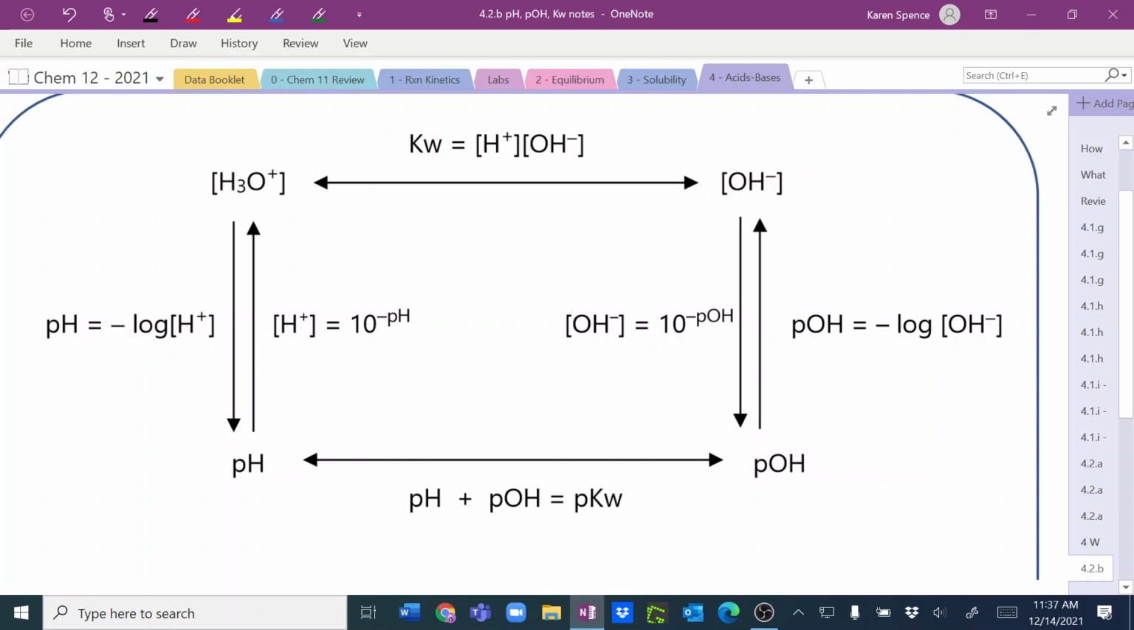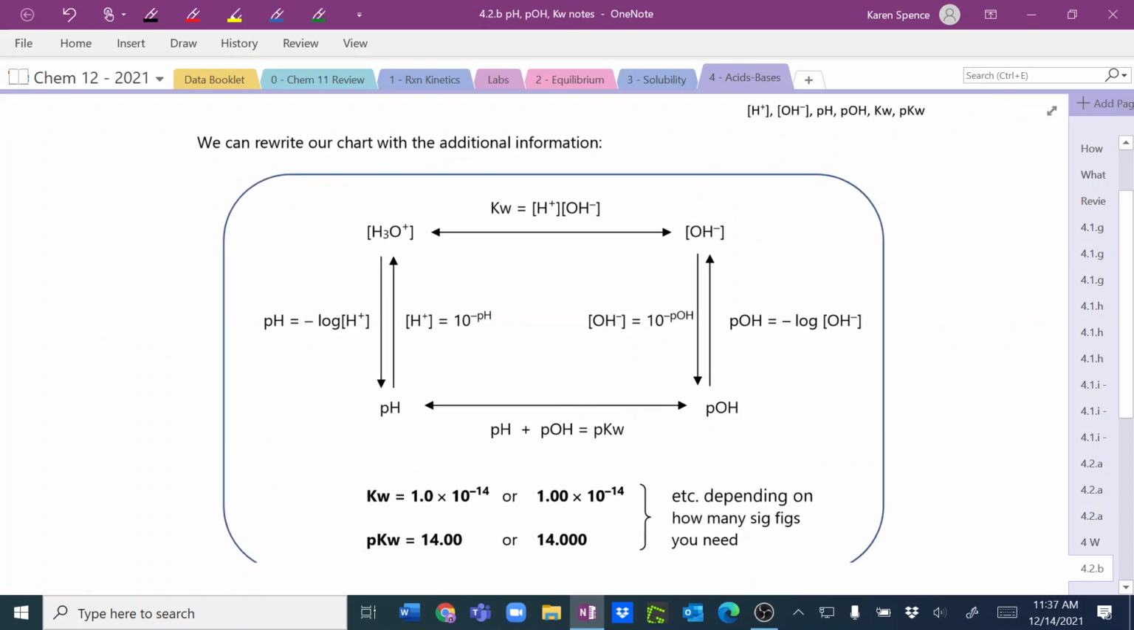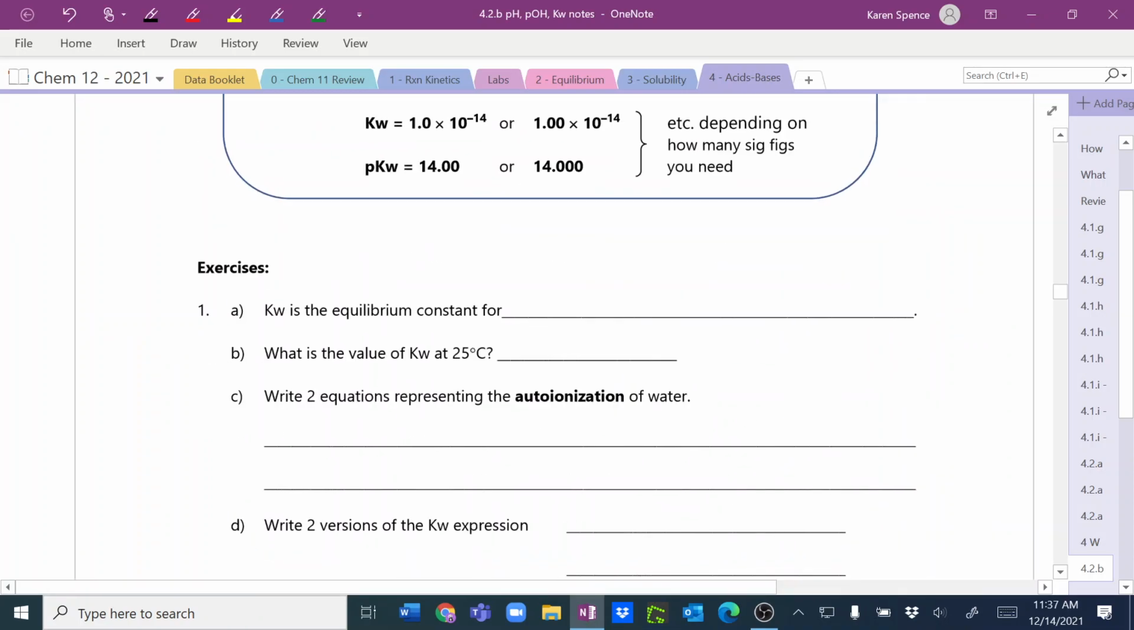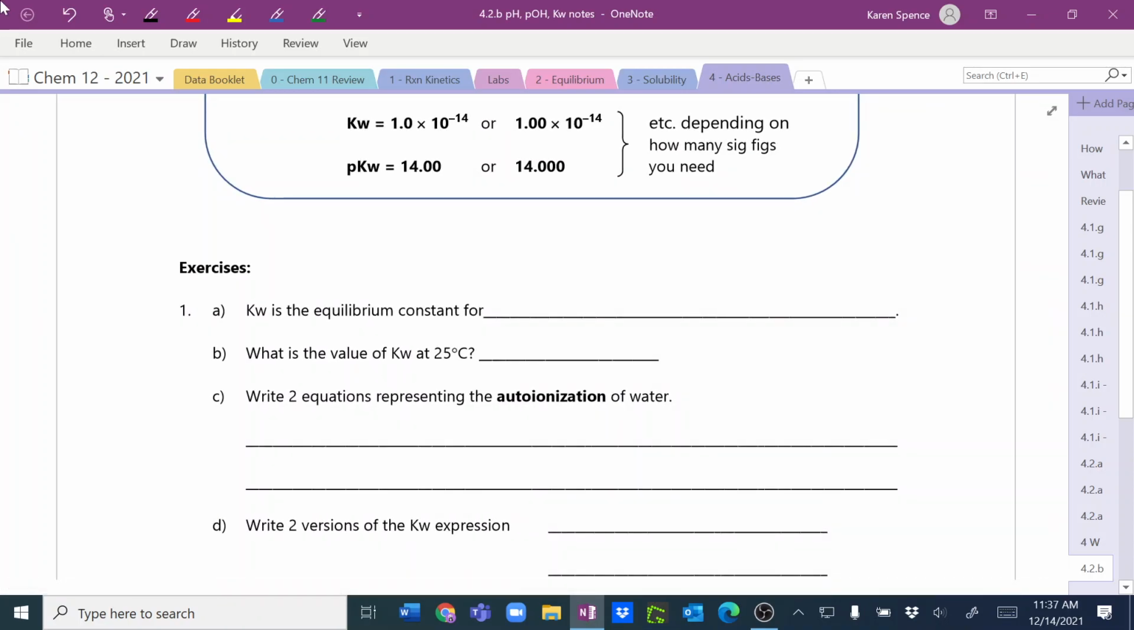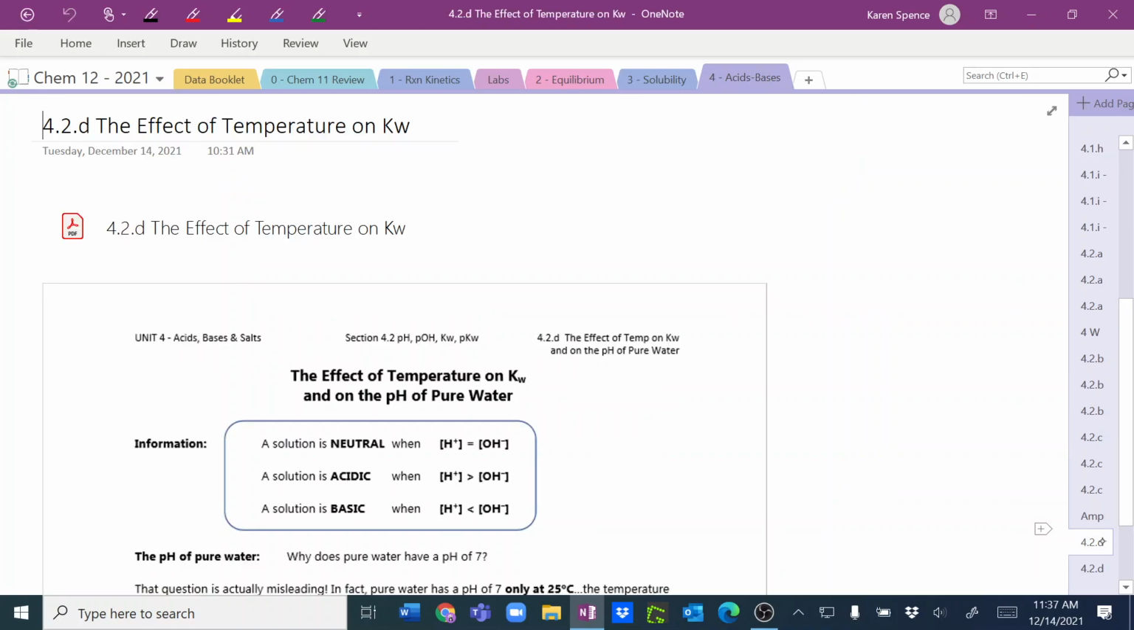Yes? Okay. That's it for that one. Let us take a look then at 4.2D, which you just picked up today. If you have not yet gotten one, they are right here. Okay, 4.2D.